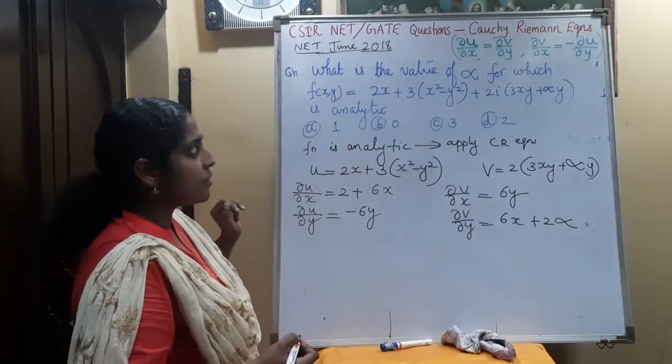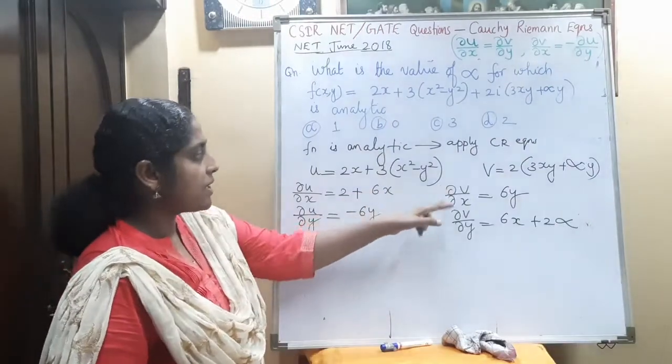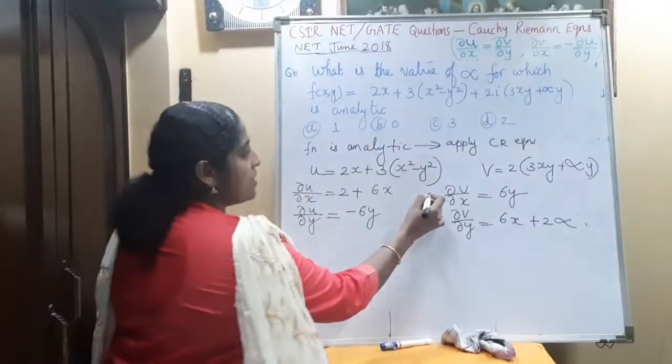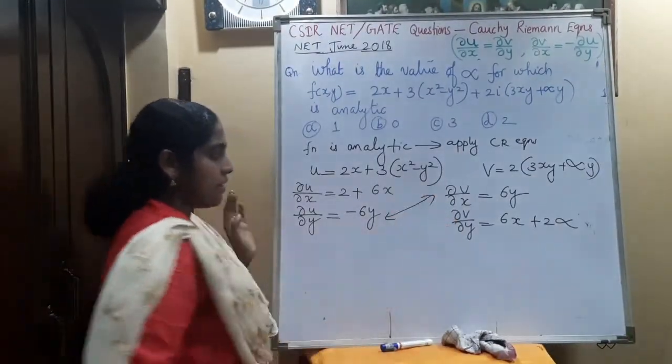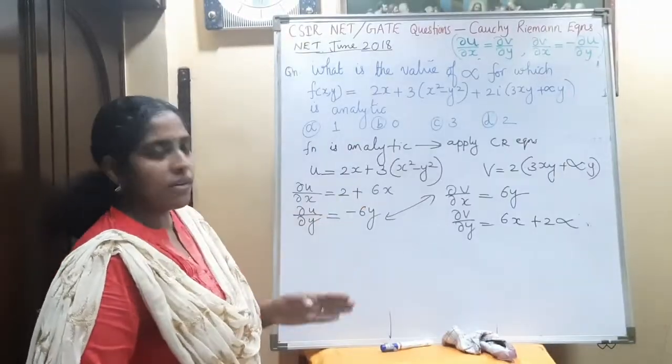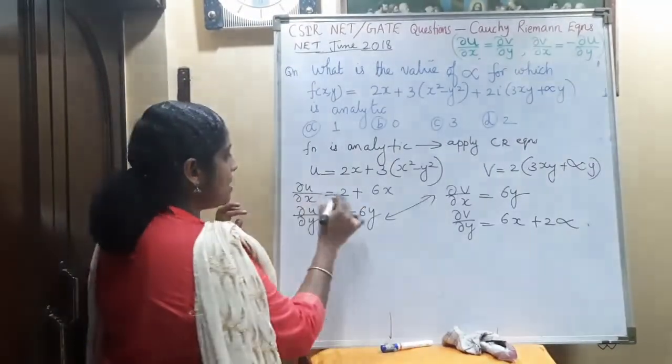∂u/∂x = ∂v/∂y, ∂v/∂x = -∂u/∂y. These equations are true there. It already comes out that way, so there is no alpha term, so we can check this condition.